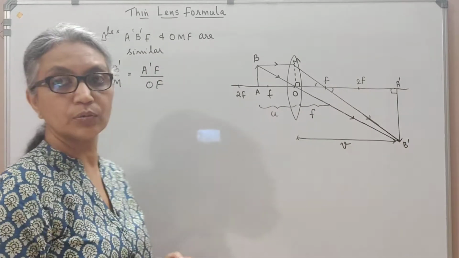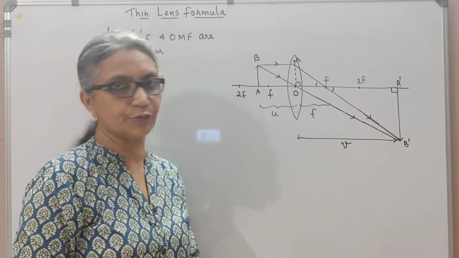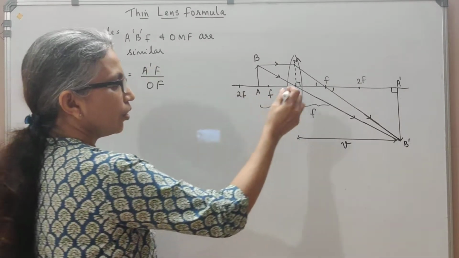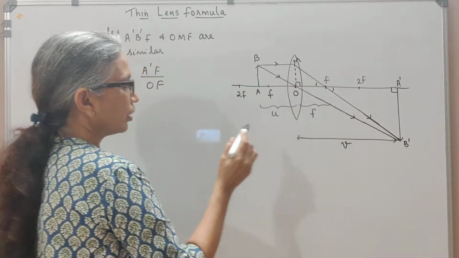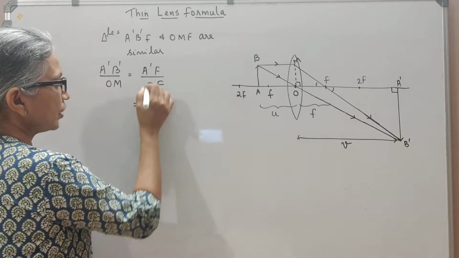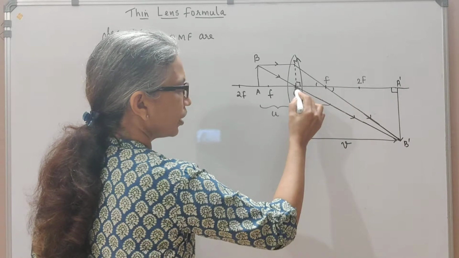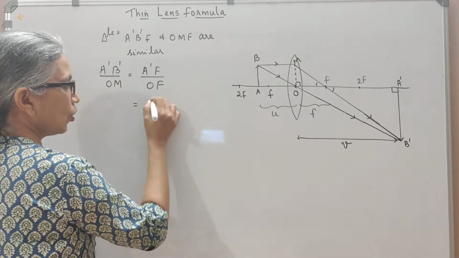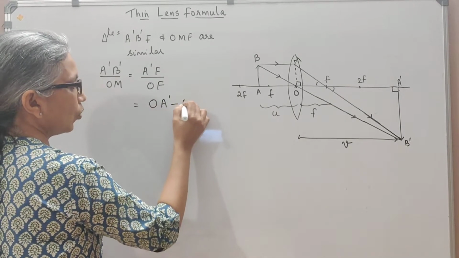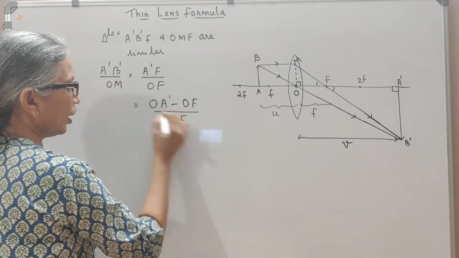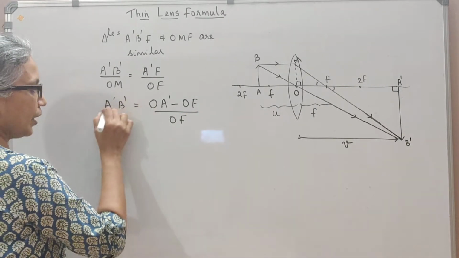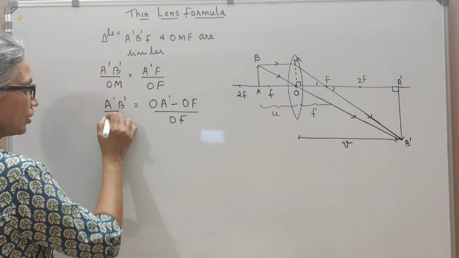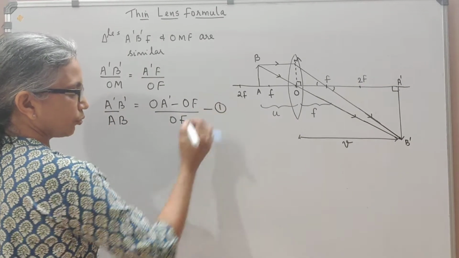Now our final formula, we need it in terms of u, v and f, right? 1 by f equals 1 by v minus 1 by u. So we need to make sure that on the right hand side, all measurements start from the optic center. So I need to change this A'F. I can write A'F as OA' minus OF. So I'm going to rewrite it as (OA' minus OF) by OF. On the left hand side, you will see this OM is the same height as AB, so I'm going to rewrite this as A'B' by AB, and that's going to be my first equation.